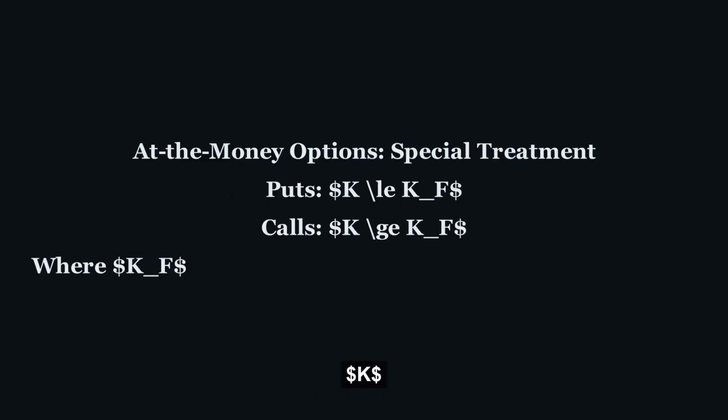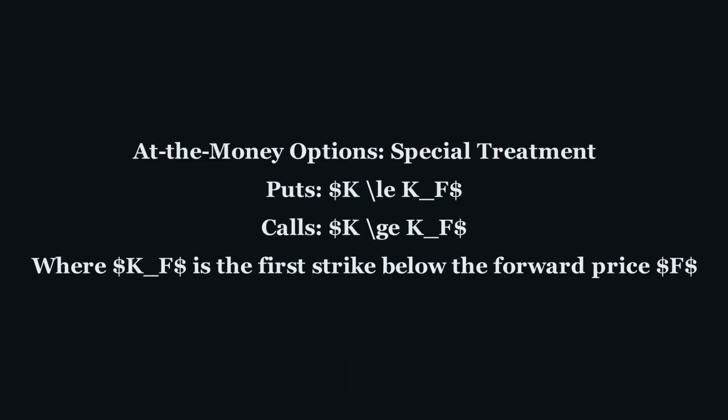But what about options that are exactly at the money, meaning their strike price $K is equal to the forward price $F? The VIX methodology specifies a unique treatment for these. Typically, the first strike price below the forward price, $K_F, is used to define the boundary. All put options with strikes less than or equal to $K_F are included, and all call options with strikes greater than or equal to $K_F are included. This ensures a comprehensive coverage of the volatility surface while maintaining the out-of-the-money focus. This specific rule helps to avoid double counting or omitting crucial information around the forward price.